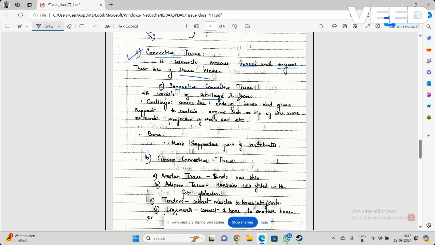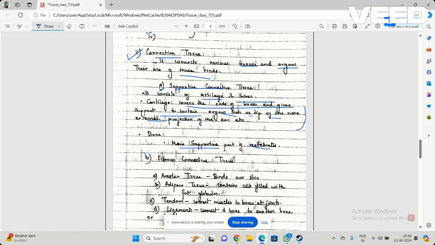You can feel the bone of the ear, which is very soft and delicate, and the bone present in the nose. That is also cartilage. So it is a supportive tissue consisting of cartilage and bones. Bones you all know. Cartilage covers the ends of the bones and gives support to certain organs such as the nose and the internal projection of the ear. Bone is the main supportive part of vertebrates. Without bones, a person cannot walk or do anything.